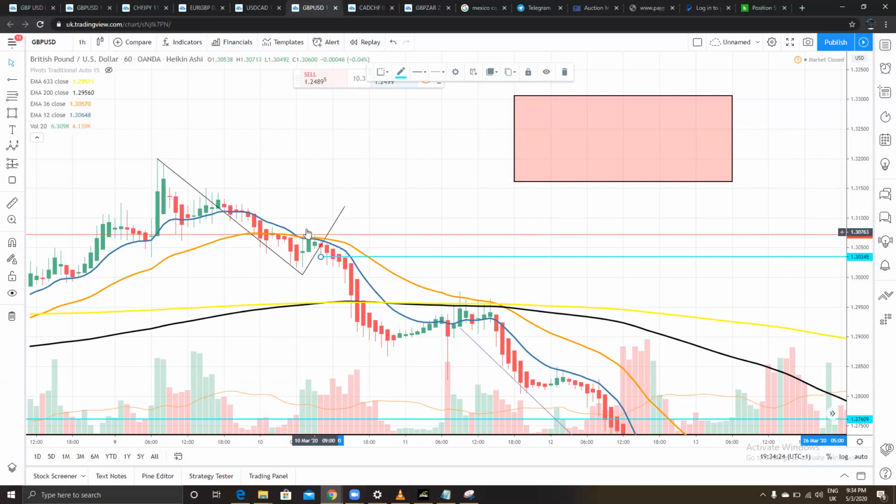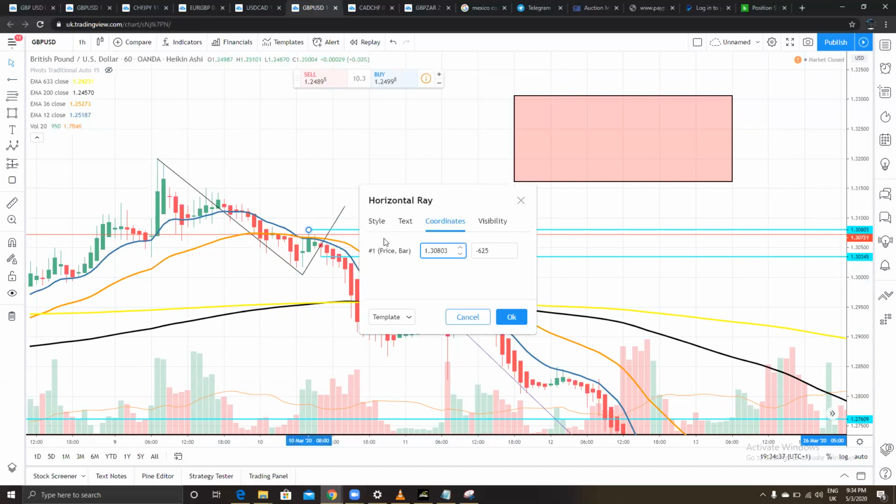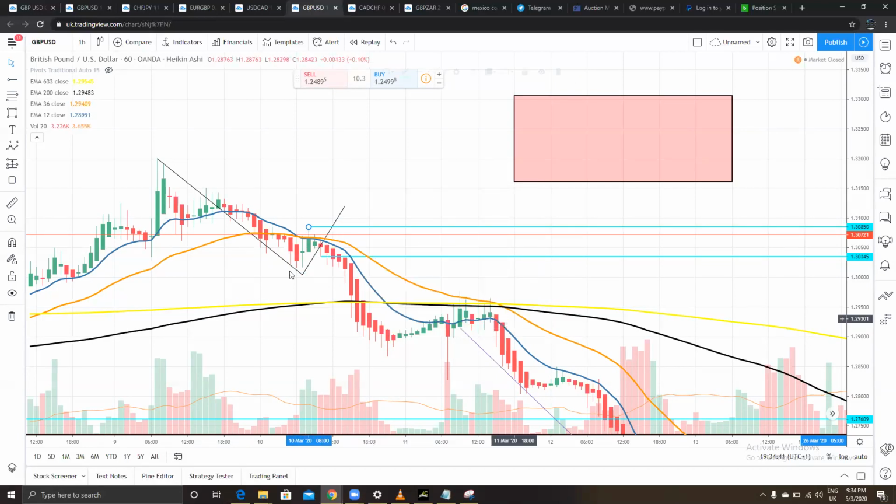My stop will be at the back of this Heiken Ashi, and it's going to be plus maybe another 5 pips. So 130.85. Right, in between both, when I look at the stop, that's about a 50 or 51 pip stop.